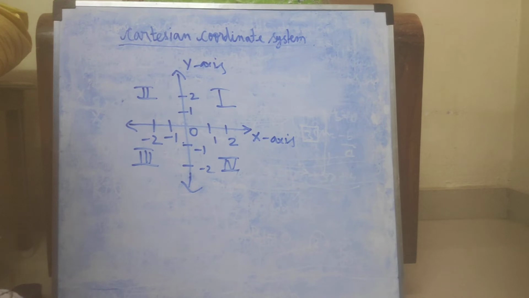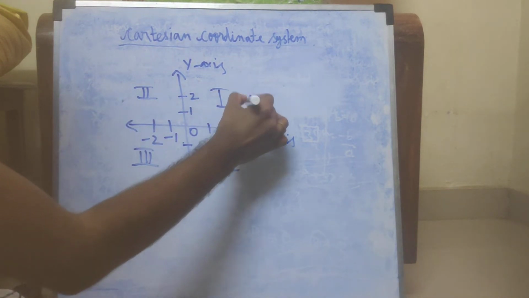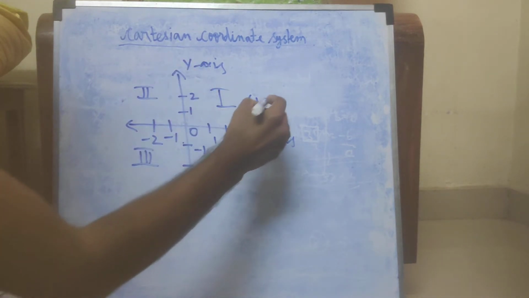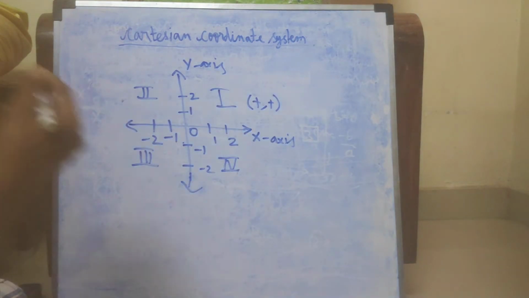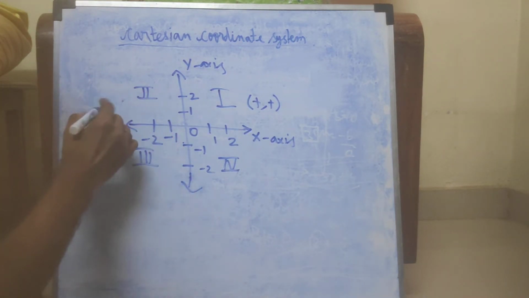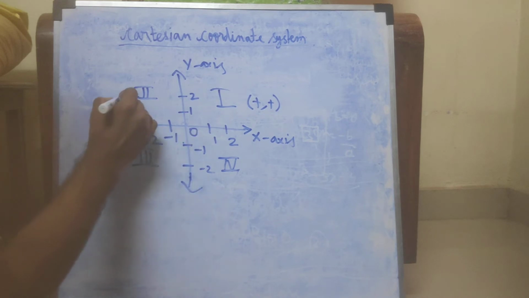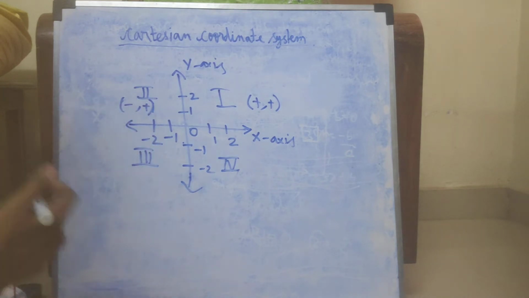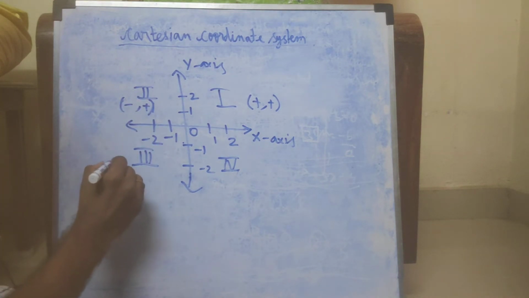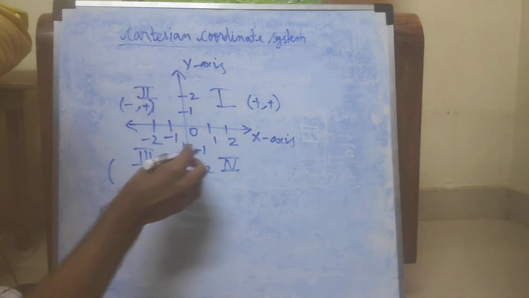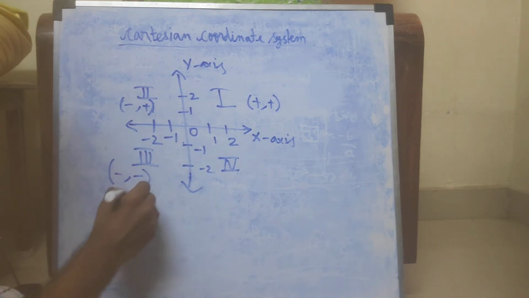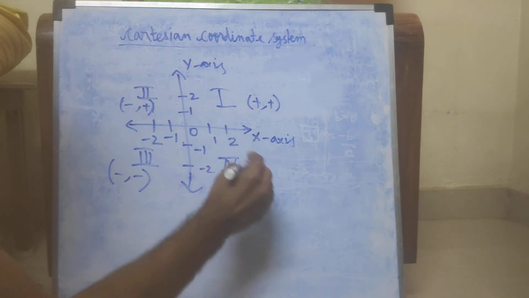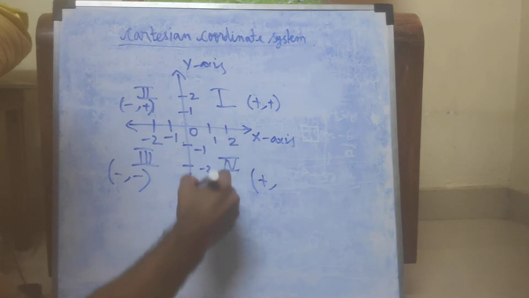In quadrant 1, if we see the values of x and y, x has only positive values, and y also contains only positive values. And if we label the second quadrant, you can see that x has negative values but y has positive values, so minus and plus. Similarly, the third quadrant has both x and y negative, minus and minus. The fourth quadrant has x positive, and similarly y negative.